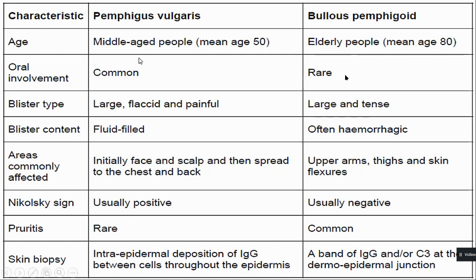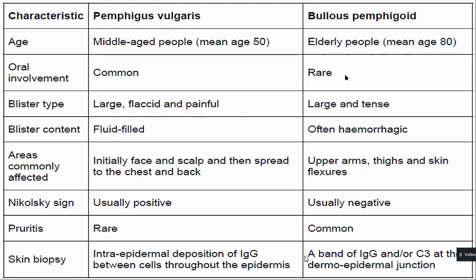Areas commonly affected. This one, initially face, after that scalp, then spread to the chest and back. This one, bullous, in the upper arm, thigh, and the skin flexures. As we said before, blue sky sign, here positive, here negative. So if they mention in the scenario blue sky sign positive, it's supporting vulgaris. As we said, this one rare, but poor prognosis.